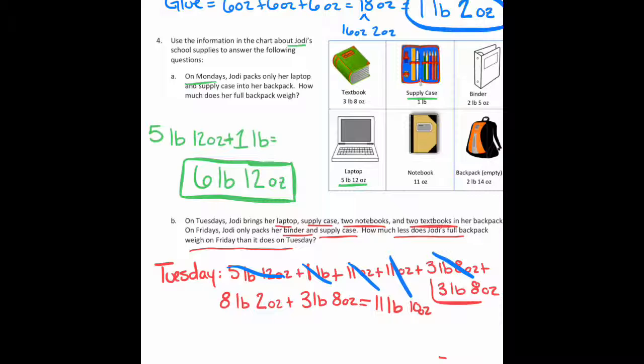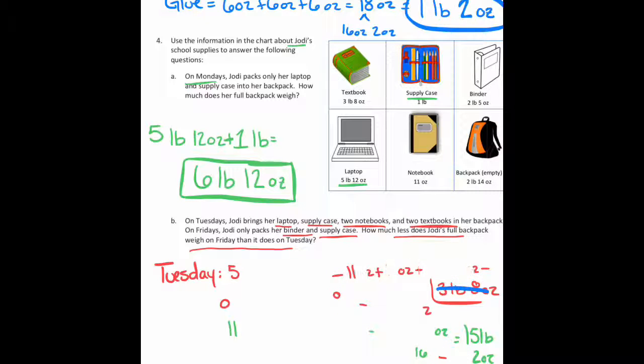And then we got one more textbook to add, so we'll say 11 pounds and 10 ounces plus 3 pounds and 8 ounces. And I'll get 14 pounds and 18 ounces, which we know we can split up that 18 ounces into a pound and 2 extra ounces, which will leave us with a total of 15 pounds and 2 ounces for her backpack on Tuesday. So I'm going to erase all this so we have enough room and just put Tuesday's total as 15 pounds and 2 ounces.